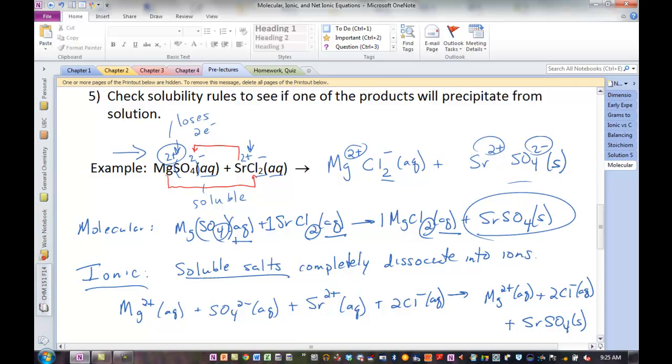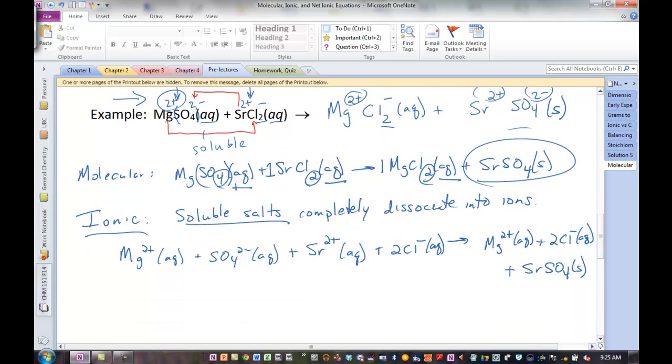Okay, the soluble salts break apart into ions. The insoluble salt comes out as a solid. And the last step in this is the net ionic. What is really reacting?